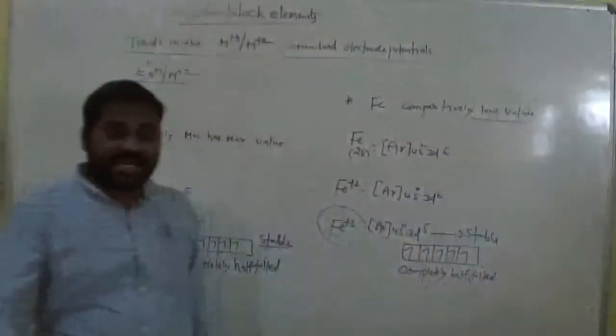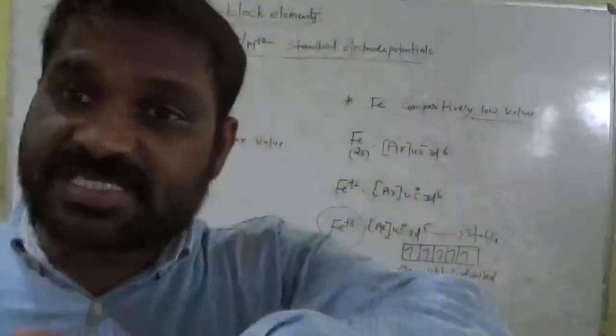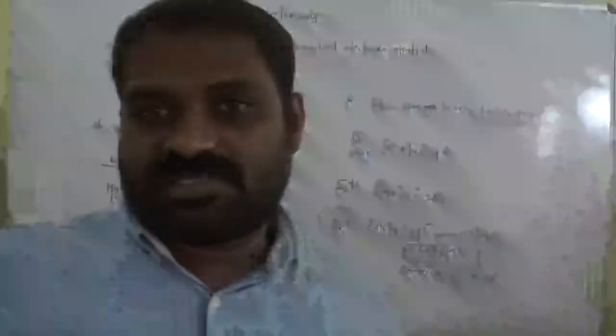So its standard reduction potential value is low. When standard reduction potential values are negative, then they act as good reducing agents. That means they can easily release electrons. Okay, remember this. So here Fe plus 2 is unstable.